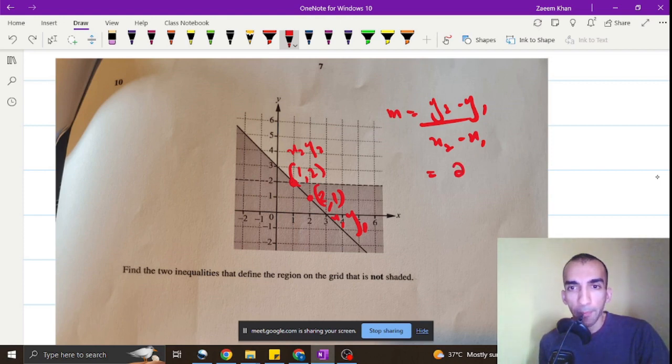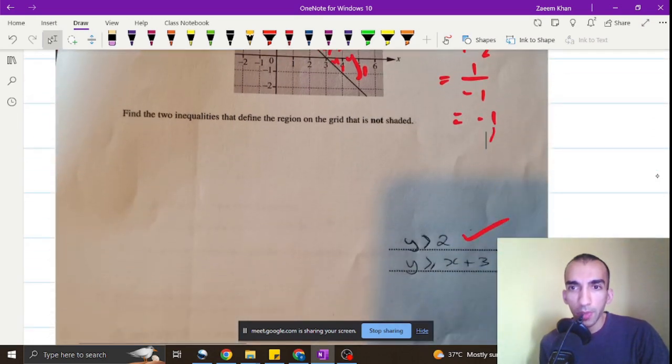2 minus 1, 2 take away 1. Next, 1 minus 2. 2 minus 1 is 1. 1 minus 2 is negative 1. You get negative 1. See? You should have plugged in negative x. Or to be really sure, just write negative 1x to avoid confusion.